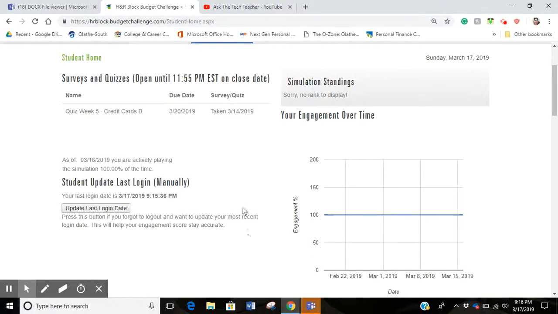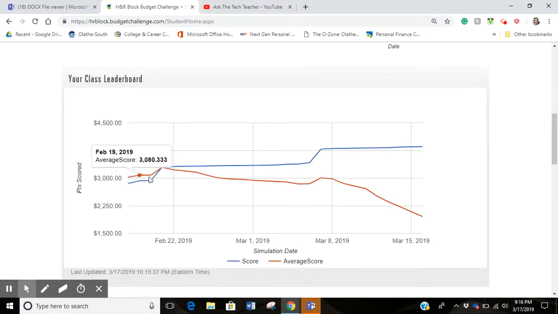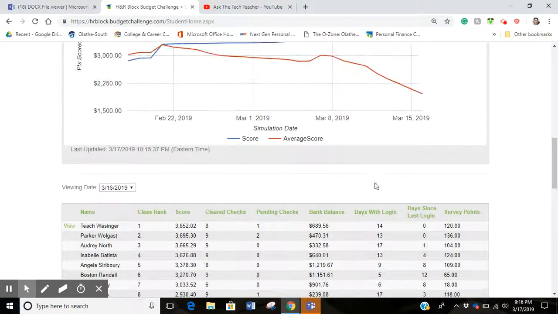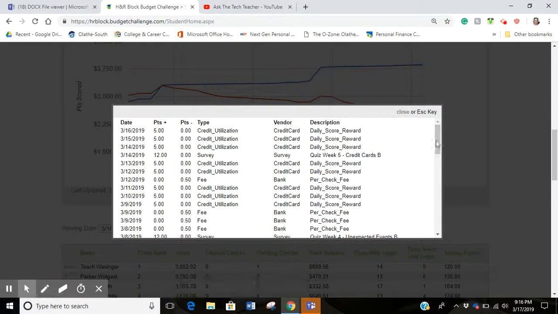All right, so here is where you can find your score. So I have taken the current quiz. If I scroll down, I can see that this is my score. And this is the average score. And so see, the average score has really gone down, but my score has gone up. Good, that's where you want to be. And so it also shows here, if you click on view by your information, you can see what points you're earning or what points are being deducted. So this is a plus, which means you're earning these points. These are a minus, which means you're deducted these points.